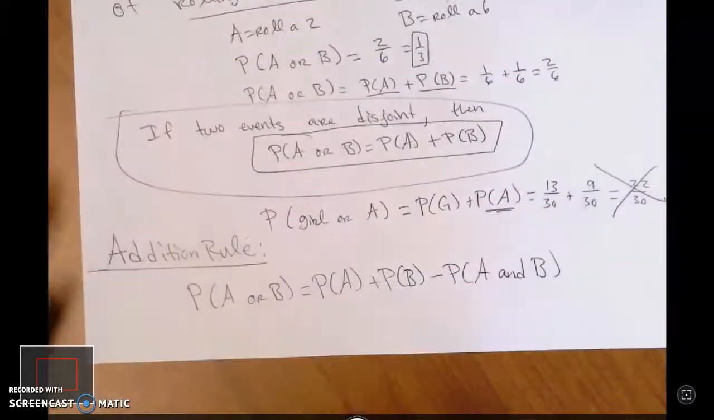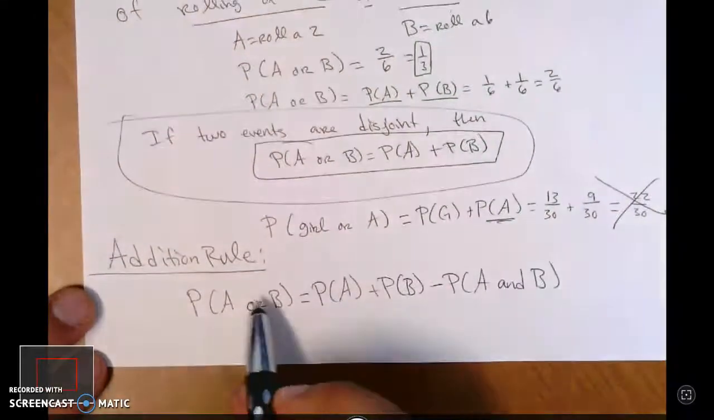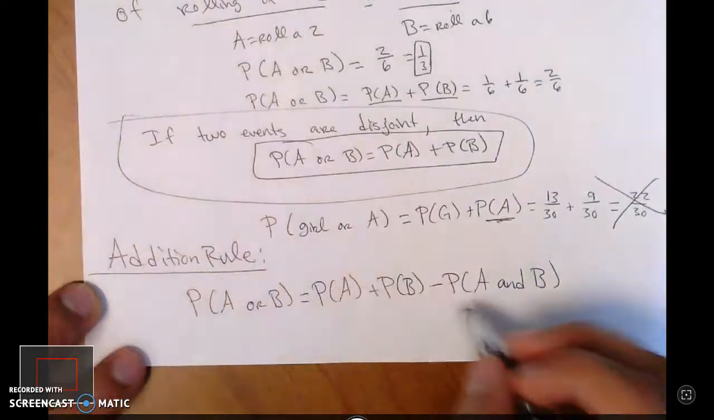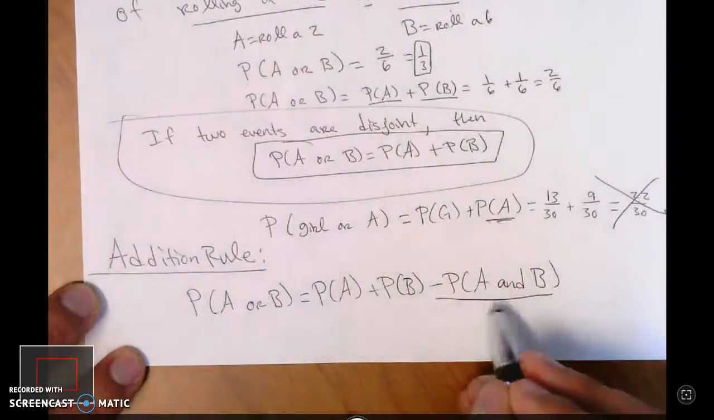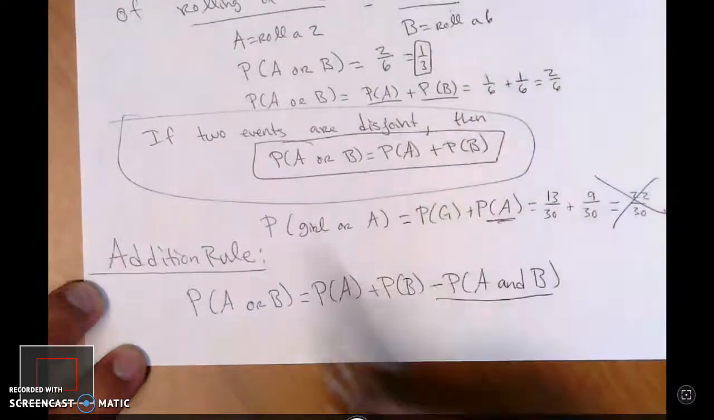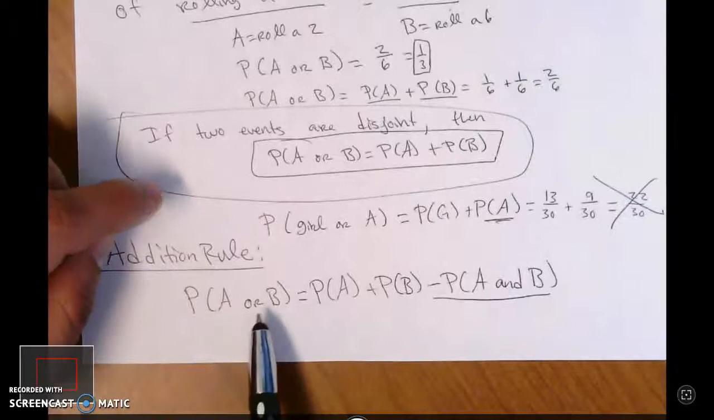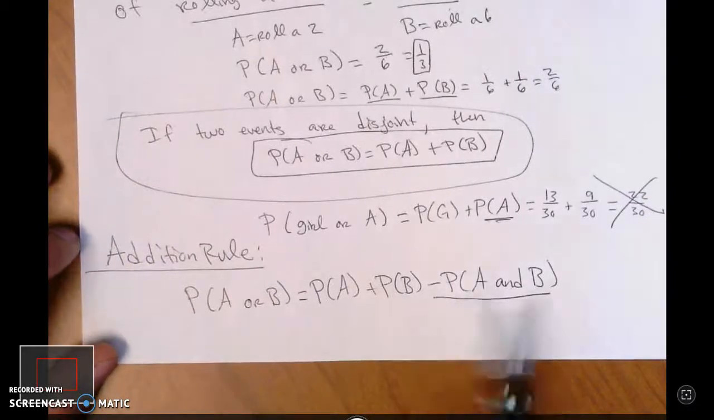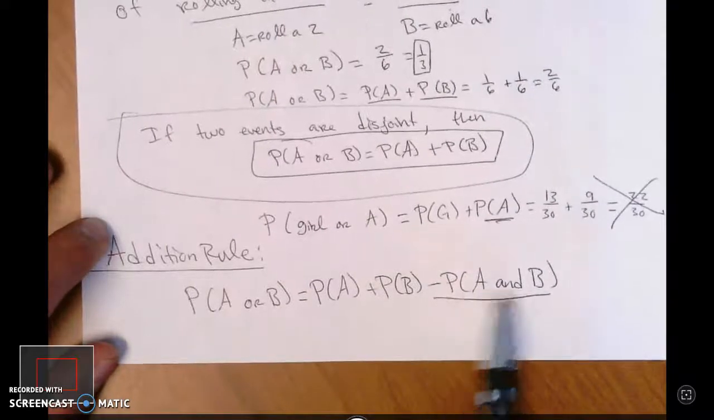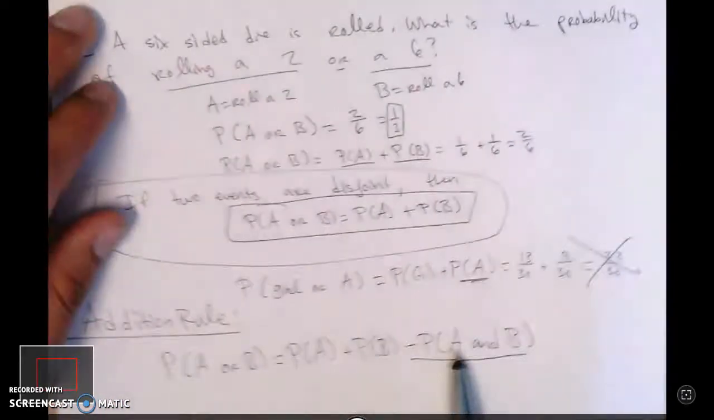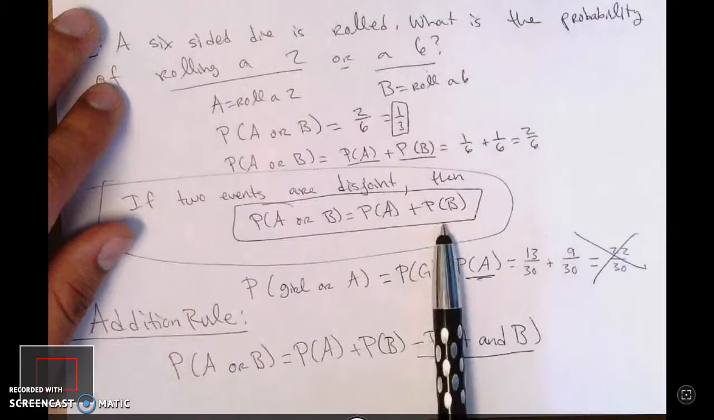Notice that the addition rule is very similar to the disjoint rule. The only thing that's different is that you have this minus portion of A and B. If I got rid of that, I still have the disjoint rule. Now, notice also that this formula works for everything, even if it's disjoint, because if two events are disjoint, the probability of A and B is equal to 0. So this goes to 0, and we're just back to the formula that we had before.